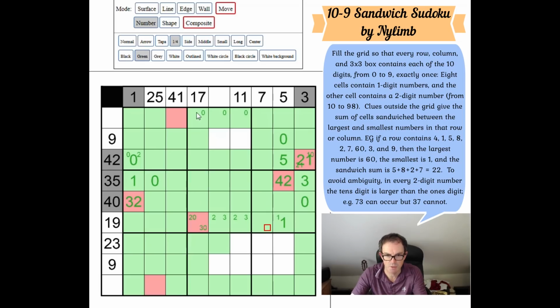This square can't be a 0 now because we know the 0 is in one of those squares. It seems very unlikely that this square could be a 2-digit sum.